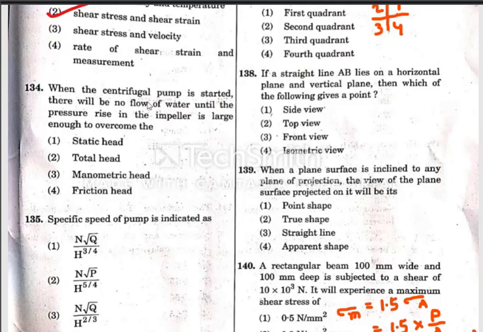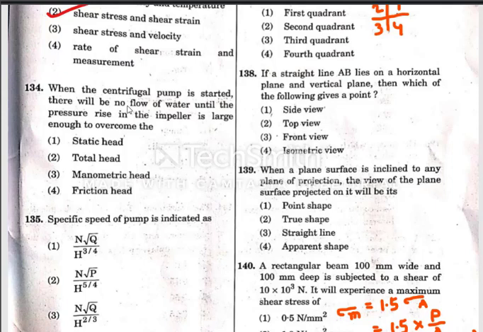And the next question, when the centrifugal pump is started, there will be no flow of water until the pressure rise in the impeller is large enough to overcome the dash. When the centrifugal pump is started, there will be no flow of water until the pressure rise in the impeller is large enough to overcome the manometric head. So manometric head is the correct answer. Option 3 is the correct option for this question.